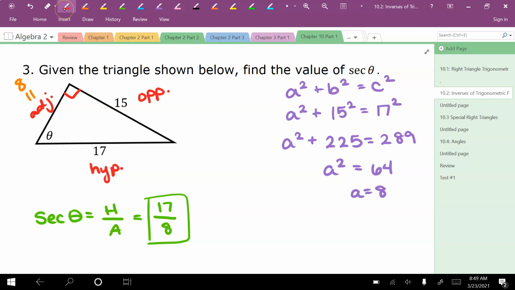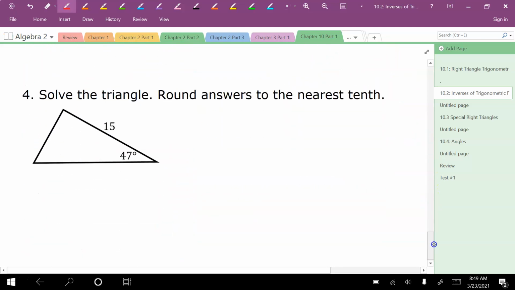The last example I want to talk to you guys about today is if they say to solve the triangle. If they tell you to solve the triangle, that means that you need to fill out any angles that are missing and any sides that are missing. So in this case, I'm missing 2 of my angles and 2 of my sides, and I need to be able to find all of that information.